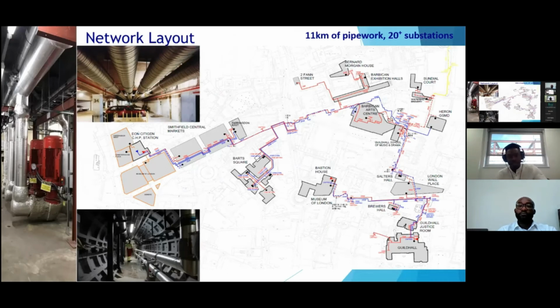And this is just the scale of the network. The network itself is 11 kilometers of pipework underground in London, through tunnels and car parks. And then one thing I just wanted to clarify is that this is only possible via collaboration.